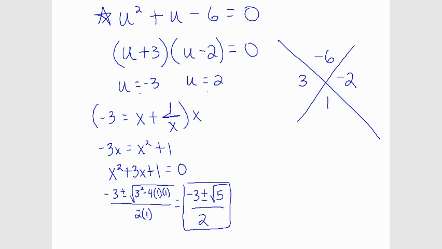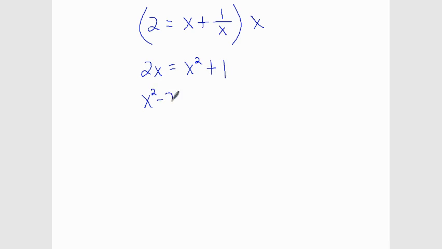Now let's go ahead and do 2 on the other side. So I've got 2 is equal to x plus 1 over x. And I'll do the same thing I did before. I'll just start from scratch and multiply everything by x. So I get 2x equals x squared plus 1. Now I'll go ahead, rearrange and subtract 2x to the other side. x squared minus 2x plus 1 equals 0.